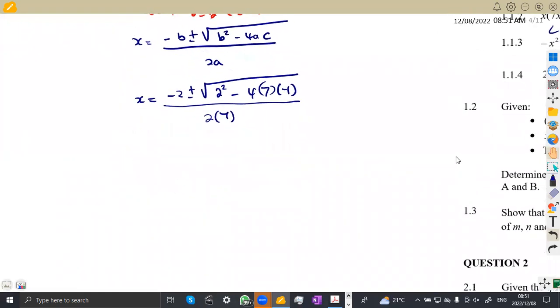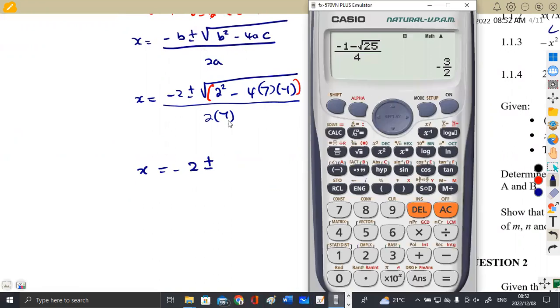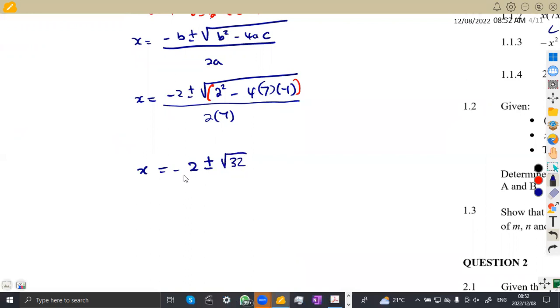So I always encourage you guys to simplify first the part under the square root, simplify everything. So you're going to have negative 2 plus or minus the square root of, we simplify that part, which is 2 squared minus 4 times 7 times negative 1, which is 32. So you're going to have the square root of 32, everything over 2 times 7, that is 14. From there, we can separate the plus or minus, just like what we did in the previous question. And remember, your answer is supposed to be to 2 decimal places.